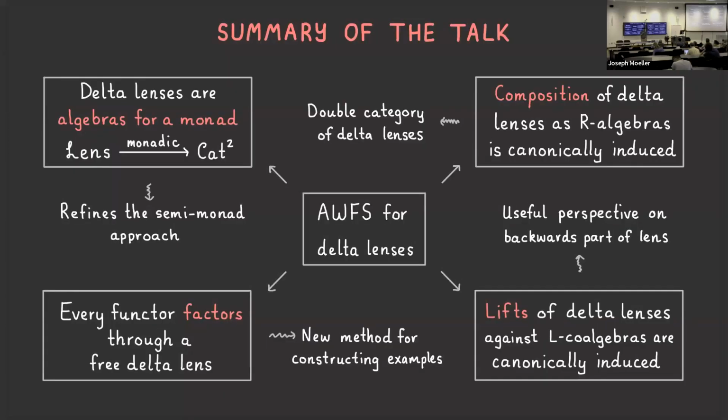And finally, we have some canonically induced composition of lenses as the R-algebras, and we saw how this gives a natural way of proceeding towards a double category of delta lenses. But that's all I wanted to say, so thank you.